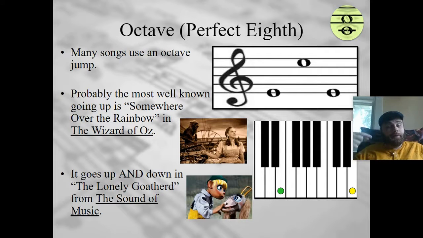Now going down, probably the most famous song that goes down is The Lonely Goat Herd. High on a hill is a lonely goat herd. Okay, if you don't know that song, that's okay. There's other options you can look at as well. But those are the most famous songs that use that perfect octave jump. Somewhere and high on a hill is alone. And you might notice the lonely goat herd again goes both up and down. So if you want to use that as your example for both up and down, that's fine.